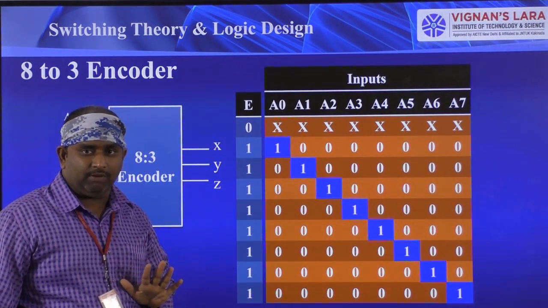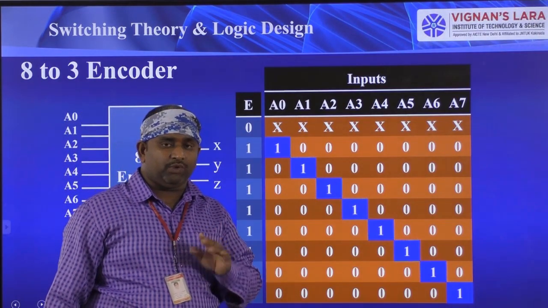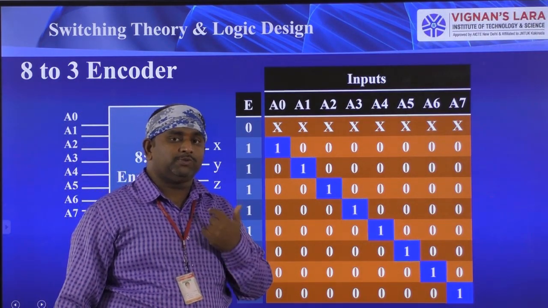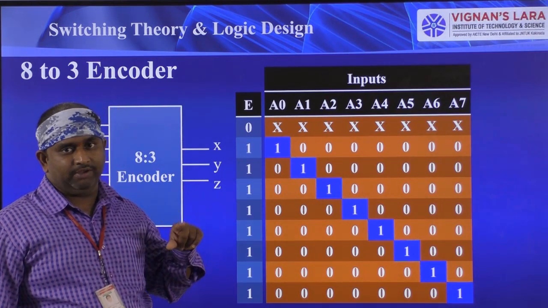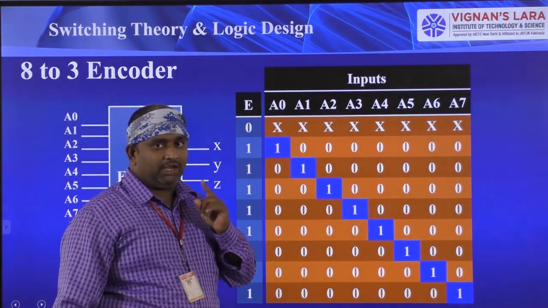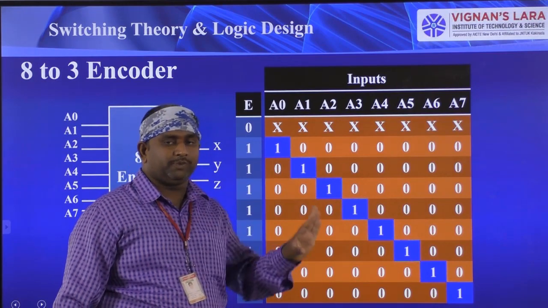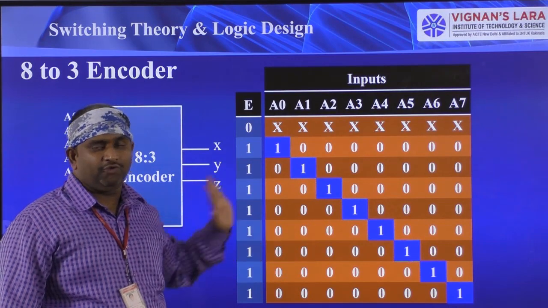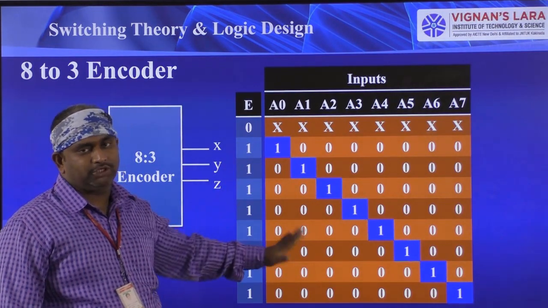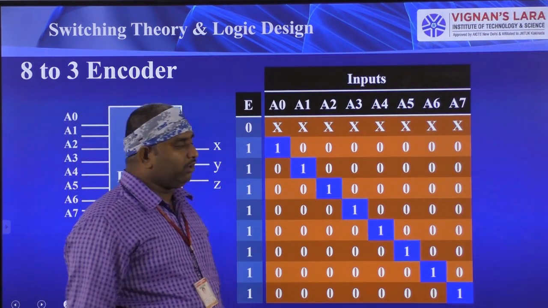Actually 8 inputs are available, representing 8 bits. So the total possible combinations are 2 power 8, that is equal to 256. That is in the general way. But here our condition is that any one of the inputs is 1 and all the remaining inputs are 0. Based on that condition, we will get only 8 combinations of input.